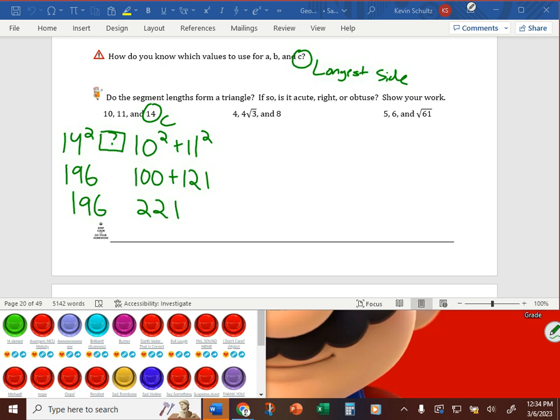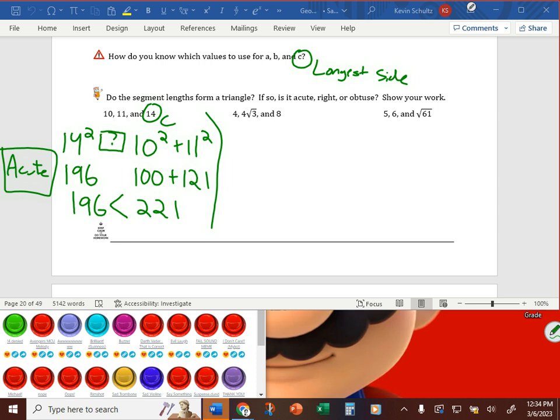What goes inside the box? 196 is less than 221. So what type of triangle is this? It's an acute triangle. What did I say? You said acute. Yeah, I sure did. I didn't say you're wrong. I wasn't challenging you. I was showing people how you got that. Yes. Good job.